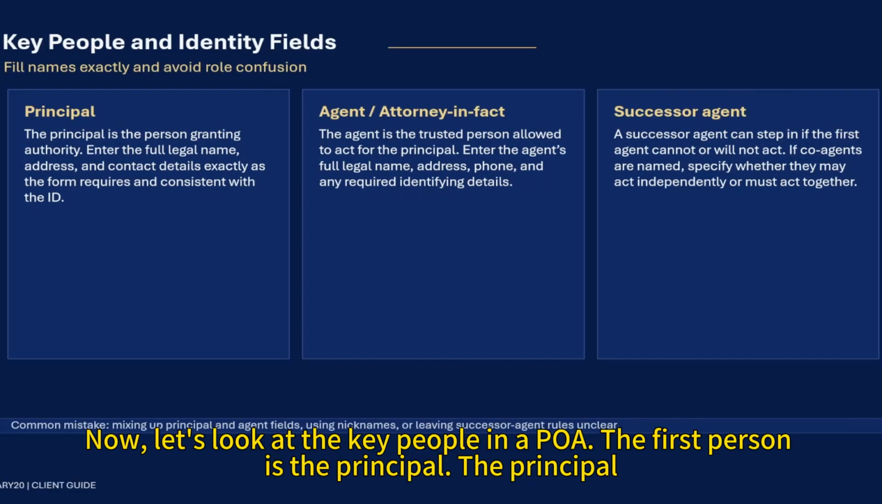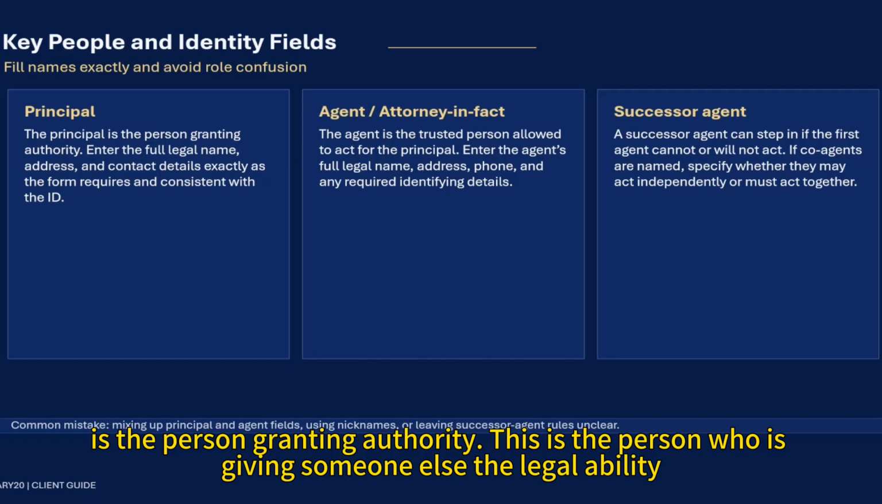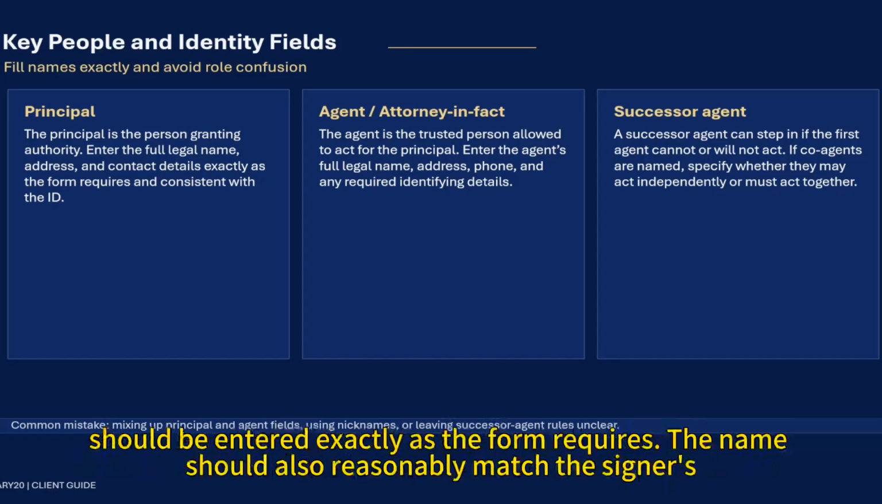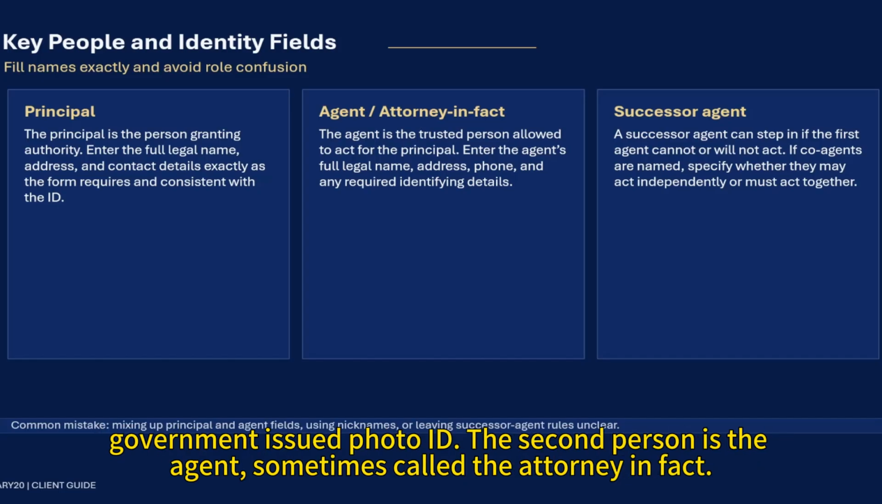Now, let's look at the key people in a POA. The first person is the principal. The principal is the person granting authority. This is the person who is giving someone else the legal ability to act on their behalf. The principal's full legal name, address, and contact information should be entered exactly as the form requires. The name should also reasonably match the signer's government-issued photo ID.